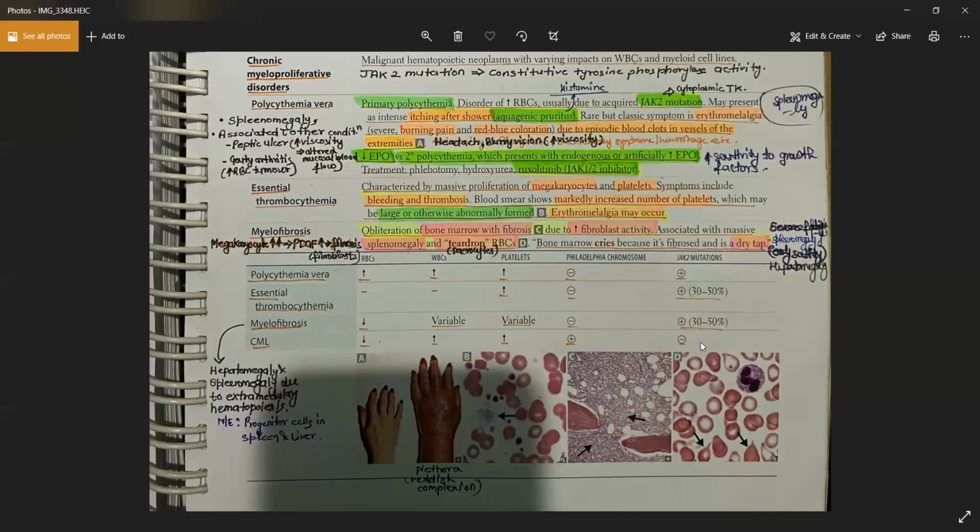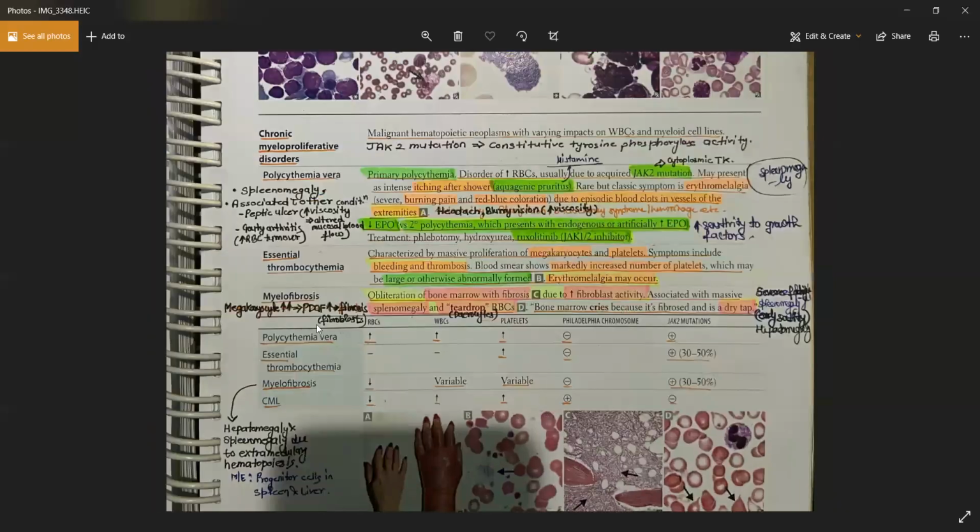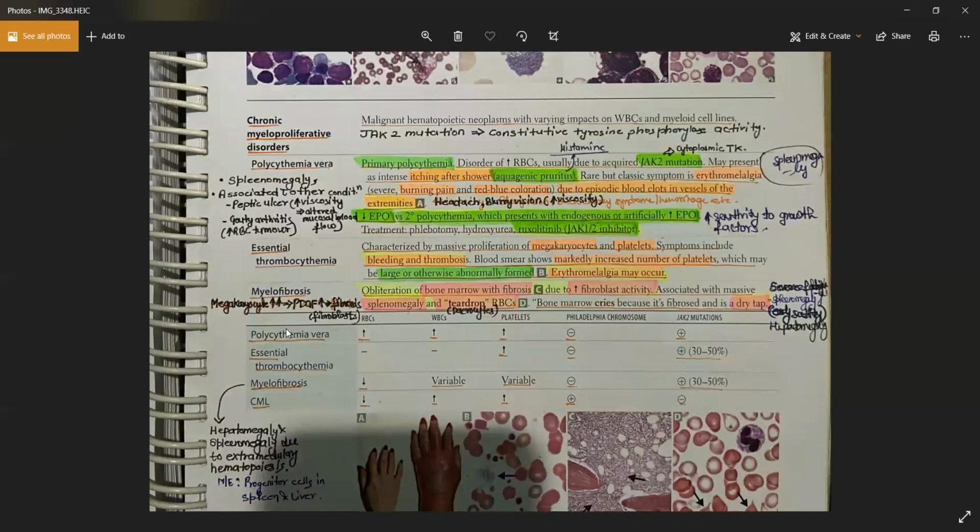Okay, if you look at this table, you will have the Philadelphia chromosome positive only in the CML, in which you're having a high level of WBCs and some platelets also, but a low level of RBCs, and the JAK2 mutations are absent, of course.